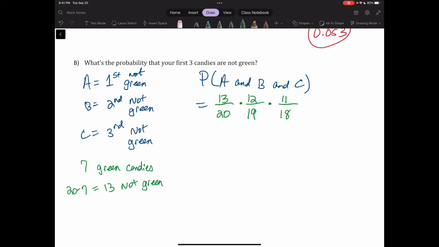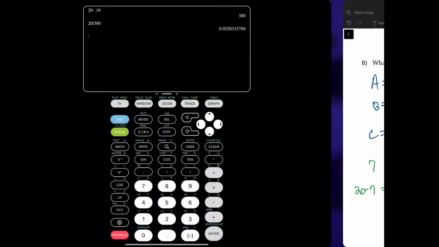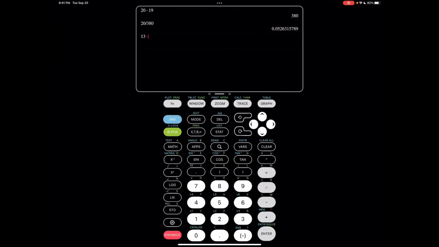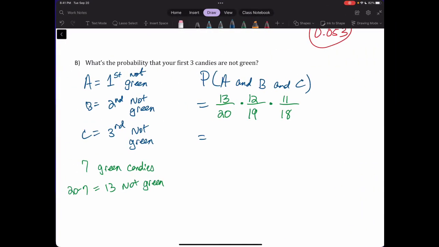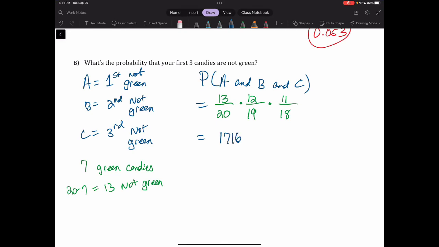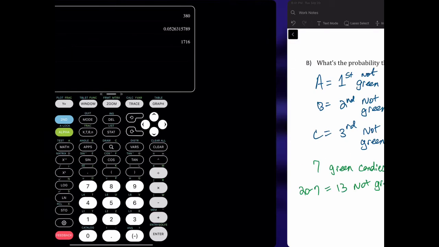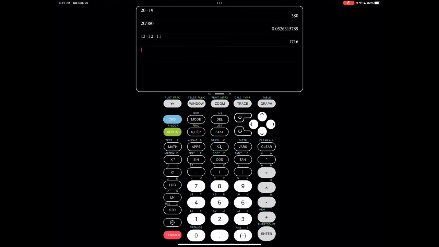So now, I definitely need the calculator for this. We are going to multiply those numerators and denominators. So 13 times 12 times 11 is 1716, divided by, let's see, 20 times 19 times 18 gives us 6840.